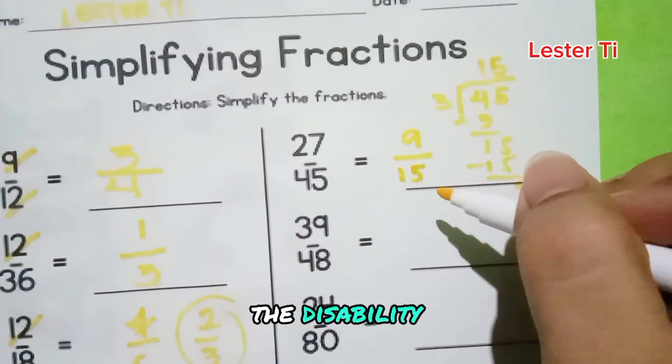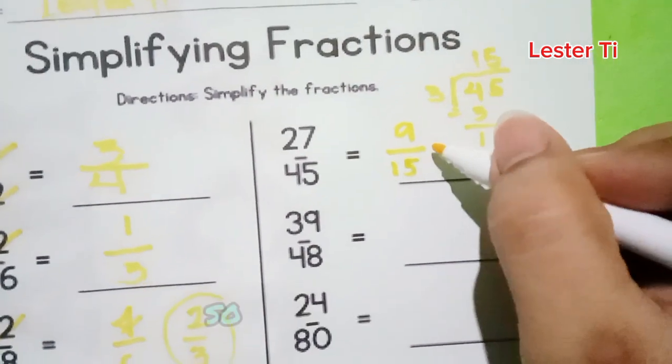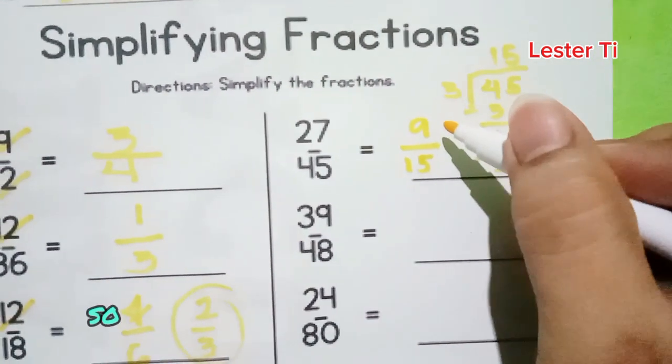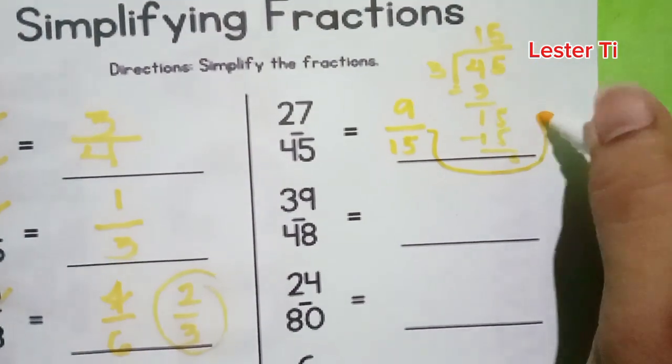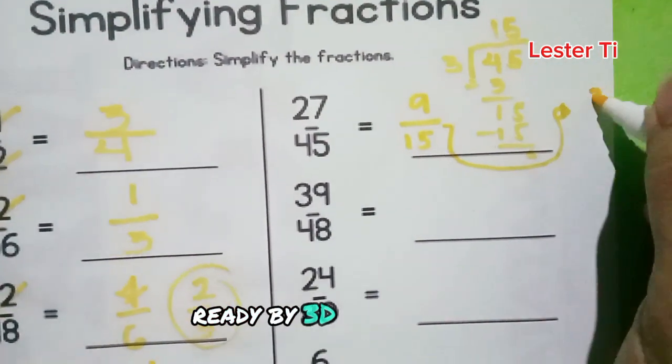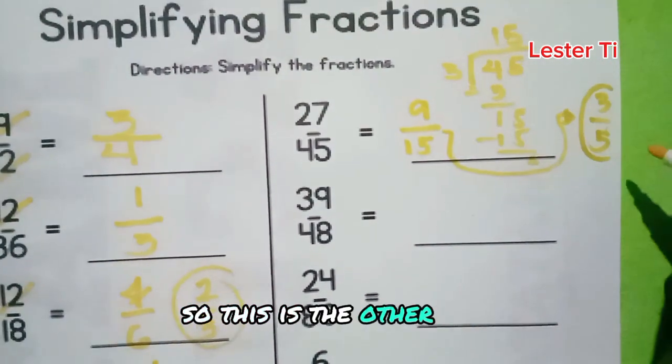Now by divisibility, we can divide 9 and 15 by 3. So this can be reduced further. 9 over 15 divided by 3 gives 3 all over 5. So this is the answer.